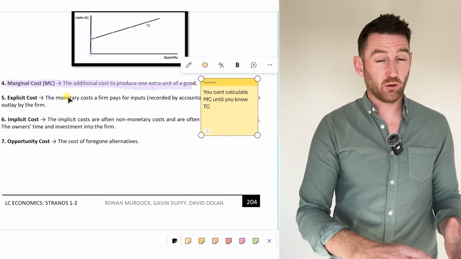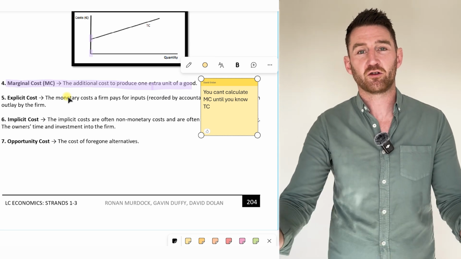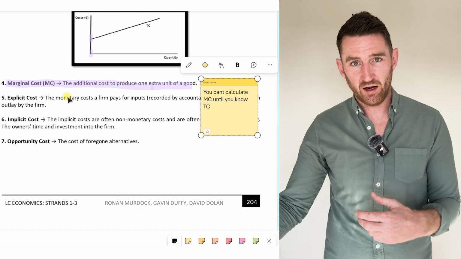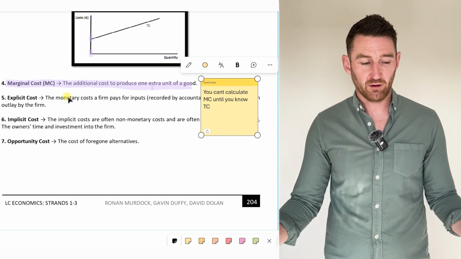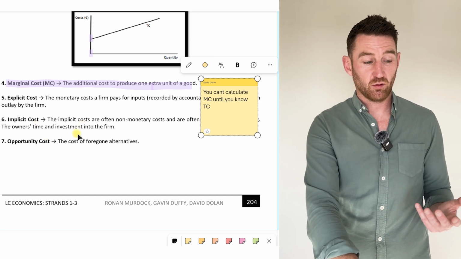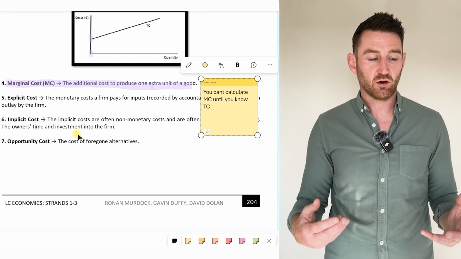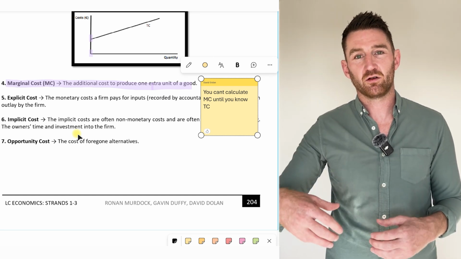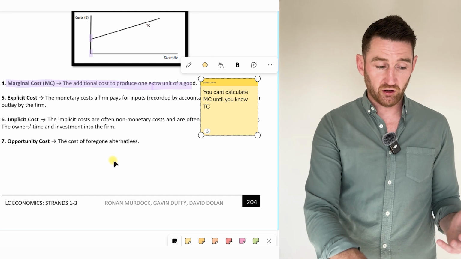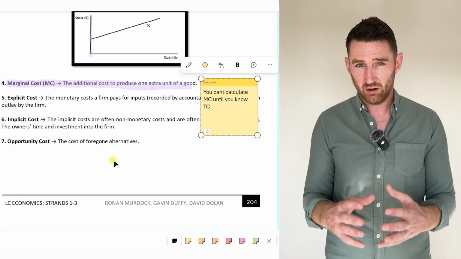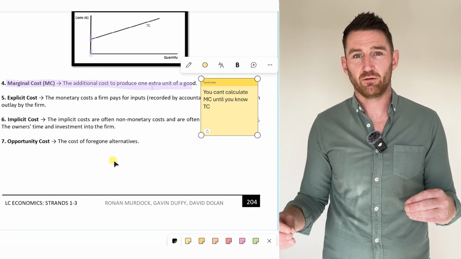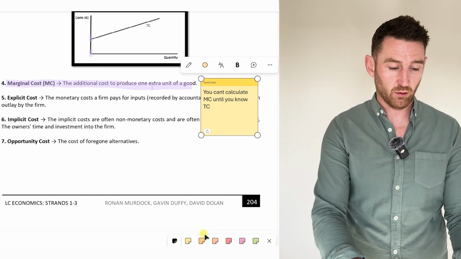Next one there is explicit cost. They're just the monetary cost of producing something, so things like wages, things like raw materials, that type of thing. You won't come across that one that often, and same with implicit costs. Implicit costs are kind of non-monetary costs that are hard to quantify, such as the investment of someone's time, that type of thing. And the final one, opportunity cost, which you would have come across initially in strand one, is the cost of foregone alternatives. So it's the next best alternative option when making a choice, what you give up.